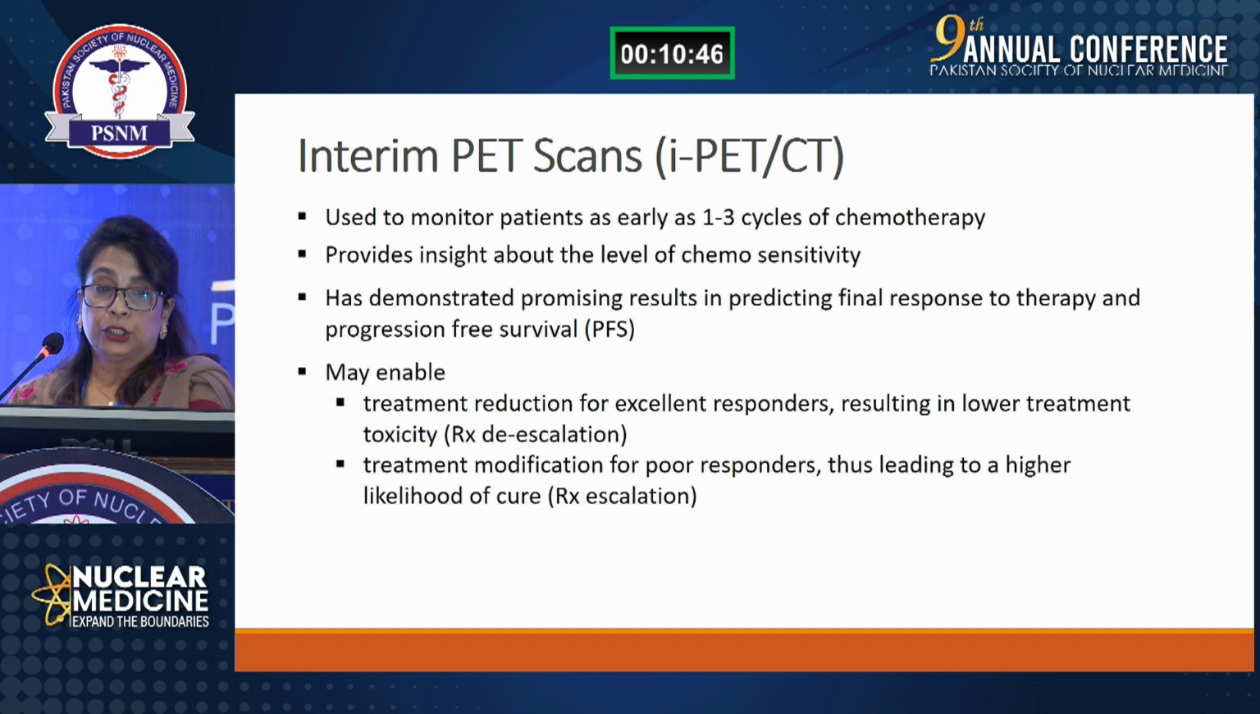So interim PET scans are used to monitor patients as early as 1 to 3 cycles of chemotherapy, and provide insight about the level of chemosensitivity. They have demonstrated promising results in predicting final response, as I discussed earlier, and may enable de-escalation of chemotherapy where we see a response, hence sparing the patients the toxicity of chemo and other issues, and then maybe a treatment escalation where we see that there is not an adequate response to the chemotherapy that is being given.